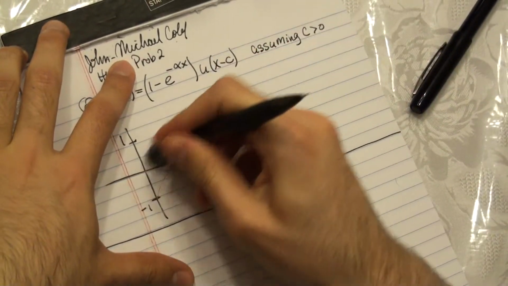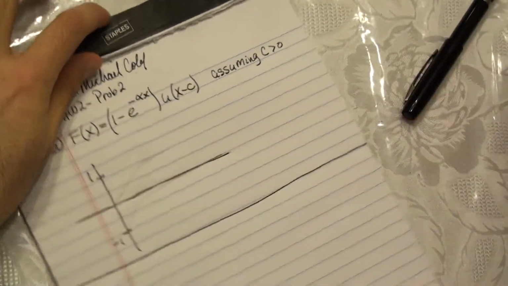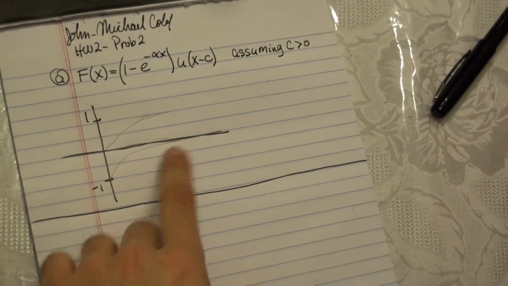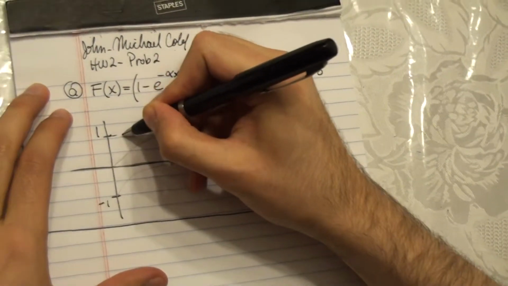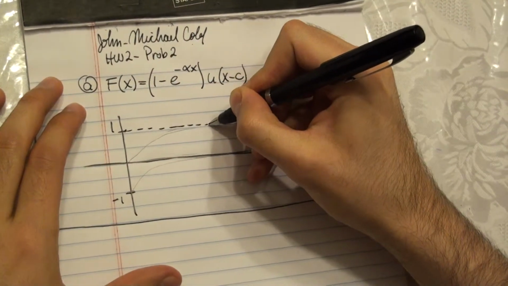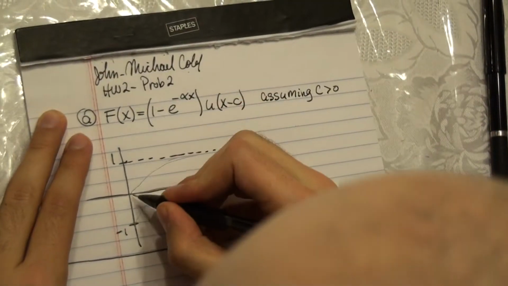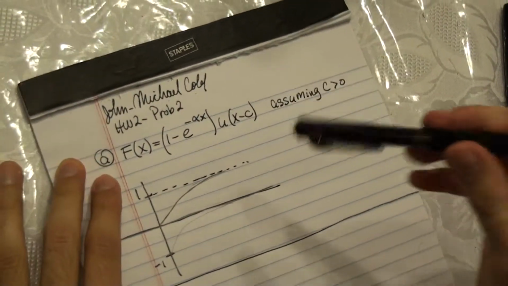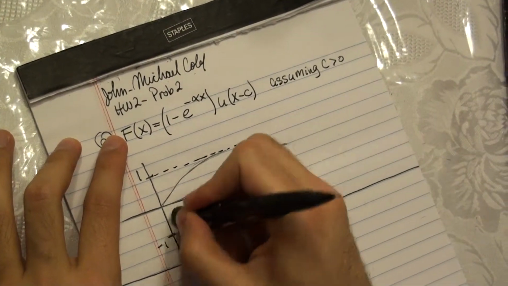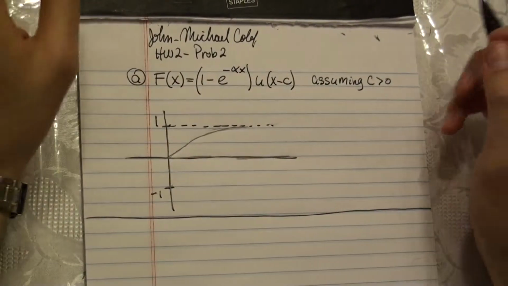It's going to look something like this. And now, instead of asymptotically approaching 0 as it did here, because we shifted it up by 1, it's going to asymptotically approach 1. So it'll look something like this. Great. So we got this part, the 1 minus e to the minus x.